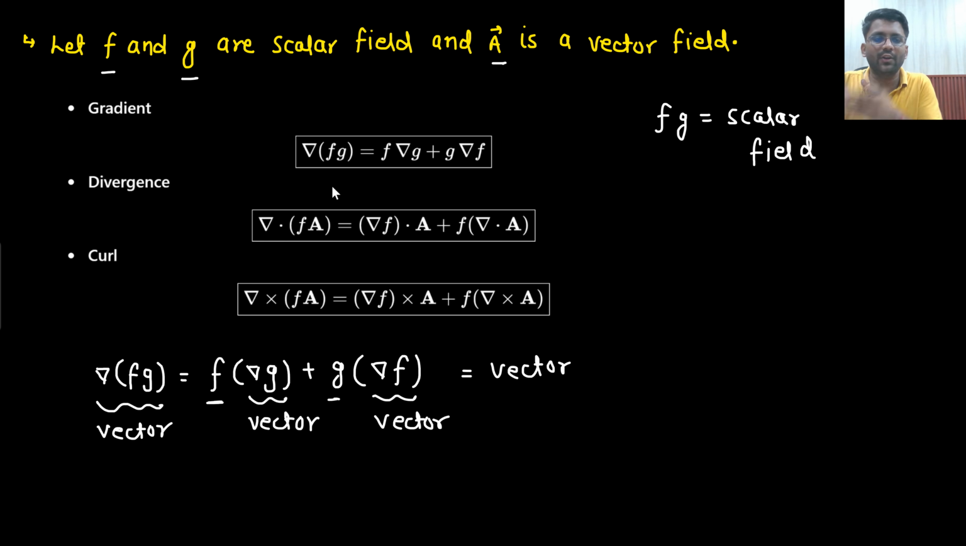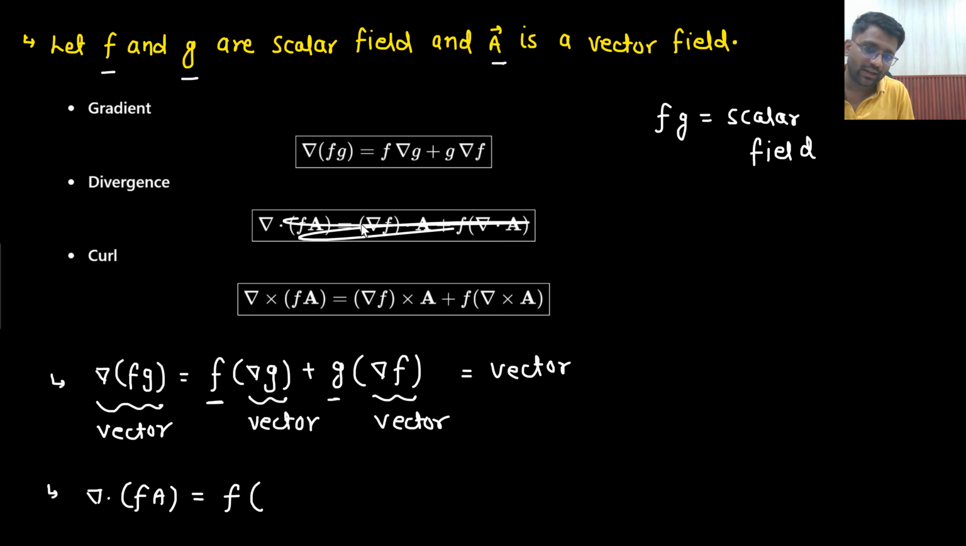You are calculating the gradient of F into G. So first as it is, gradient of second, plus second as it is, gradient of first. This is the first formula. The second one, you are calculating del dot Fa. This we have already seen. So what will I do first? First I will take out this F. Don't look here, just see this formula.